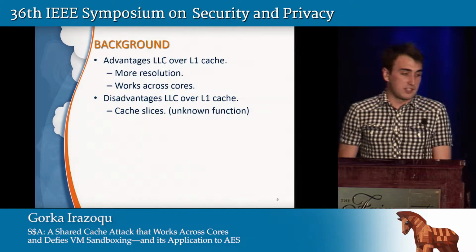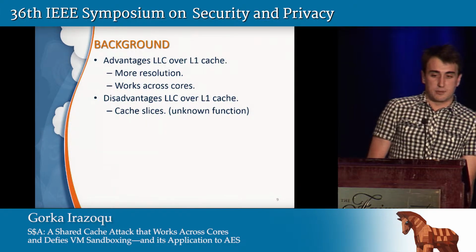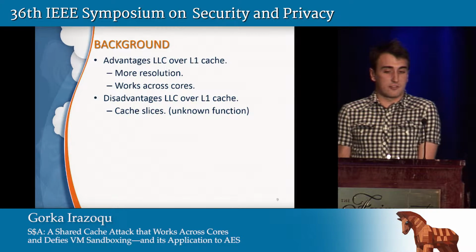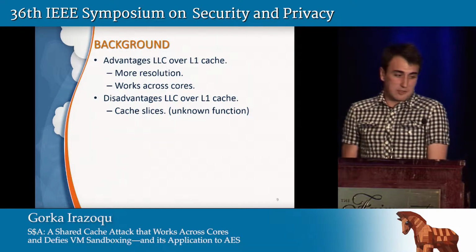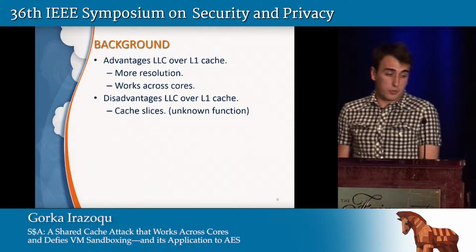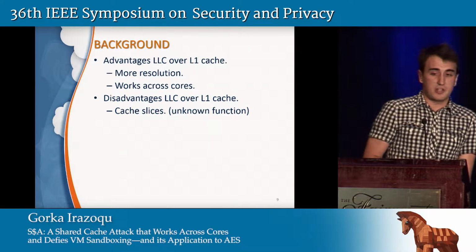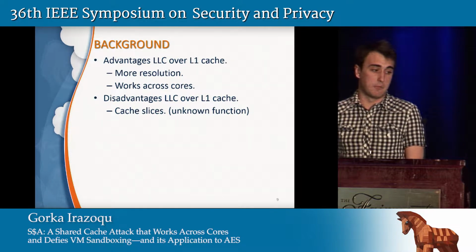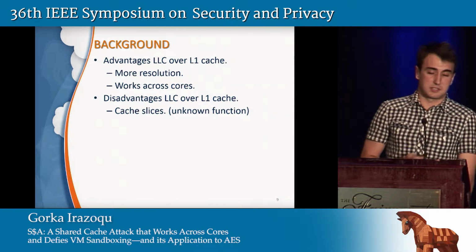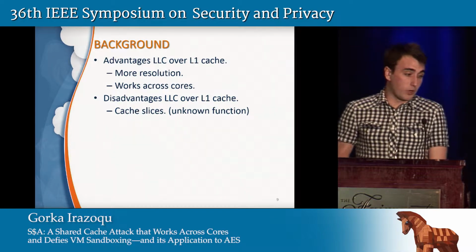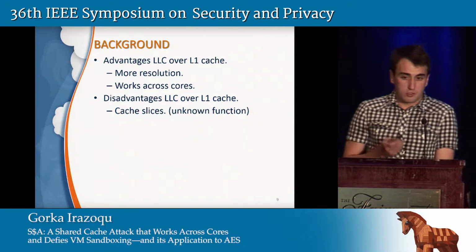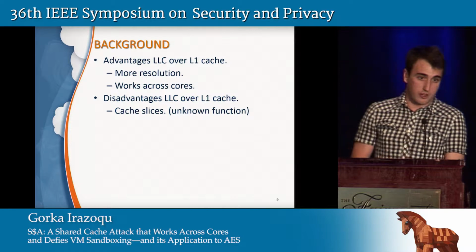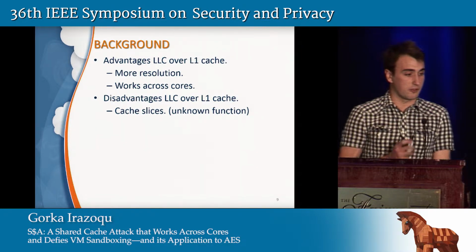But still, there are some advantages of going to a last level cache compared to the level 1 cache. First of all, we have more resolution. Last level cache accesses compared to memory accesses are much more distinguishable than level 1 and level 2 accesses. And also, again, we can work across cores. This is important. We don't have to be collocated in the same core anymore. This is a much weaker assumption than before.